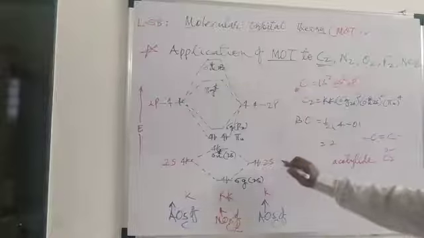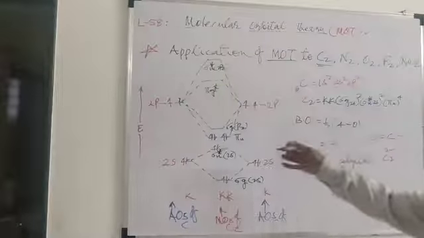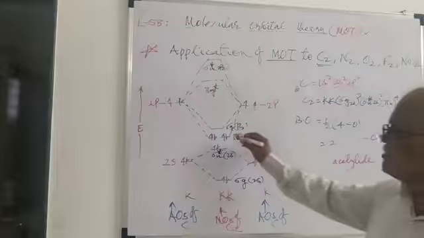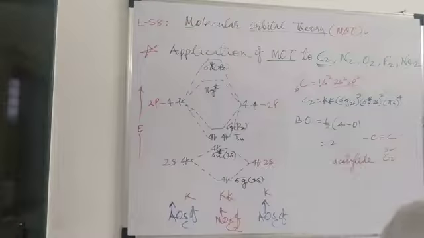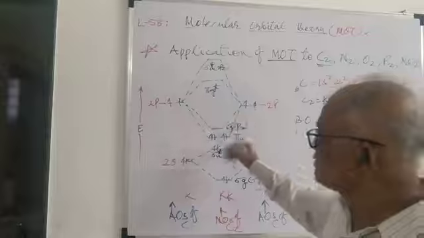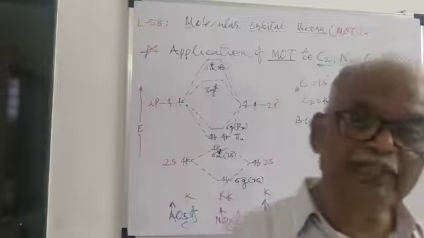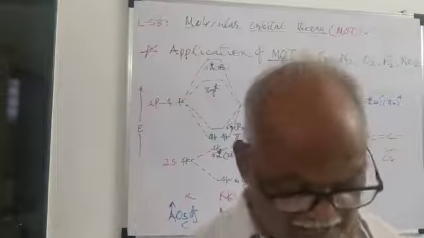Now we can look at the magnetic character. You will find that there is no unpaired electron in these bonding molecular orbitals. So this molecule is essentially diamagnetic.